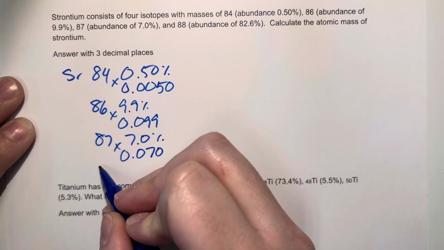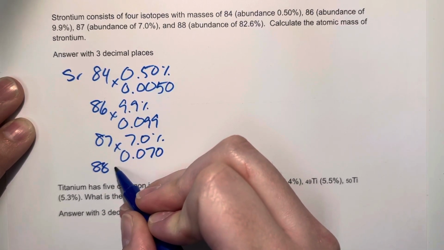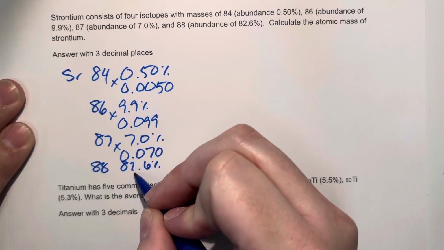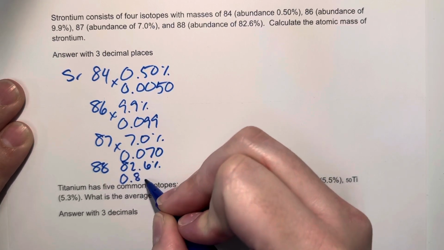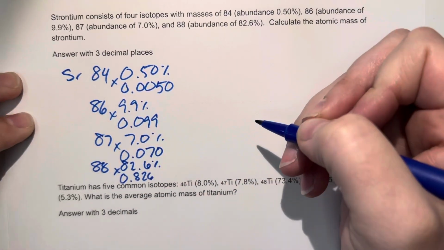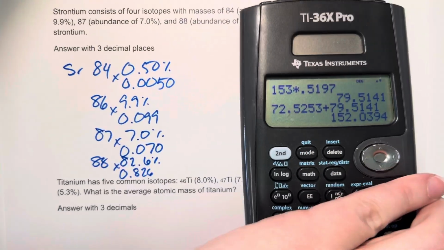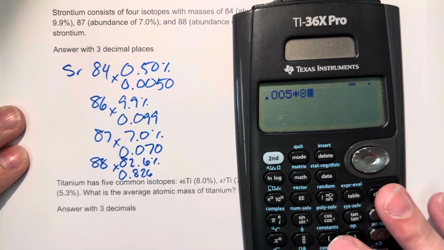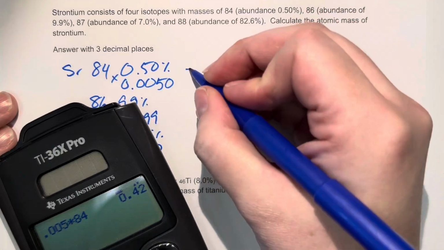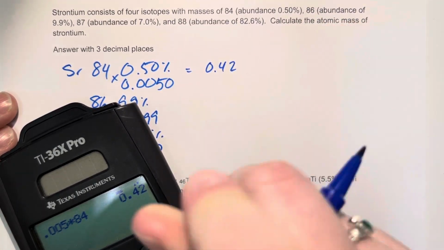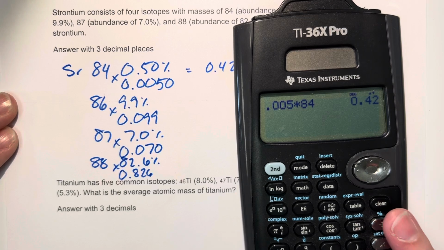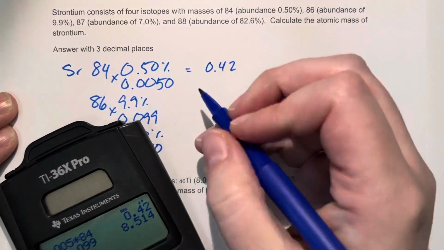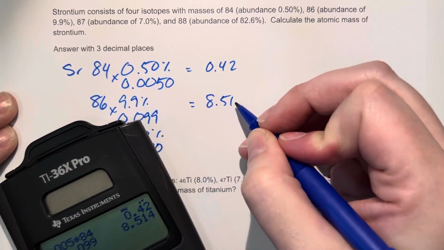And then finally, strontium 88 has an abundance of 82.6%. Moving the decimal over twice would give me 0.826. And then I can plug those into the calculator. So 0.005 times 84 gives me 0.42. 86 times 0.099 gives me 8.514.